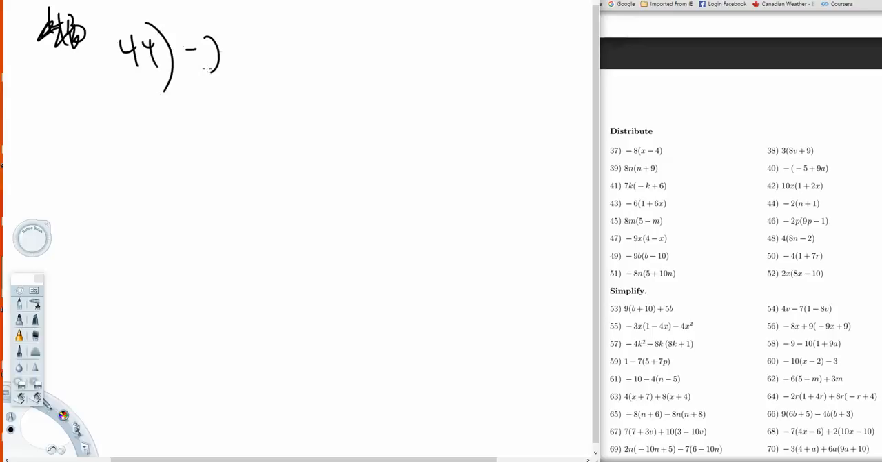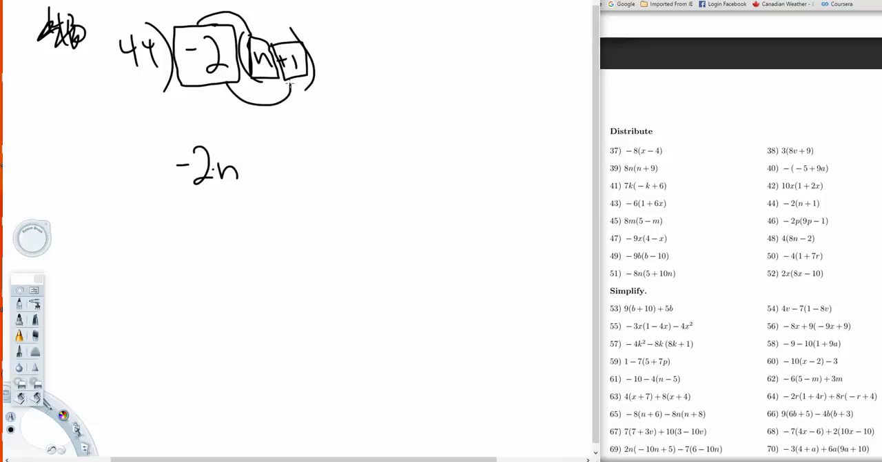44, minus 2n plus 1. Alrighty. It's a little bit easier. I take this guy right here and multiply it by this guy and then multiply it by this guy. So minus 2 times n is minus 2n, right? Because this is really minus 2 times n. And then minus 2 times plus 1 is minus 2. That is the answer.